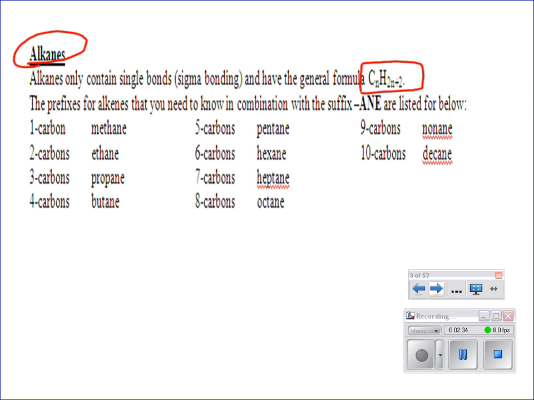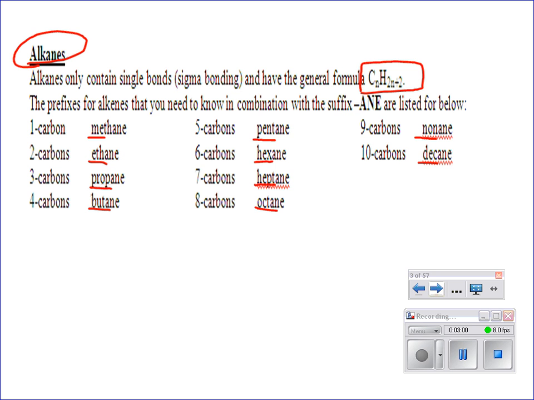You need to know the prefixes for all of these all the way out to 10. So if you have 1 carbon, it's meth; 2 carbons, eth; 3 carbons, prop; 4, but; 5, pent; 6, hex; 7, hept, not sept, hept. Geometry is sept. Oct for 8, non for 9, dec for 10.